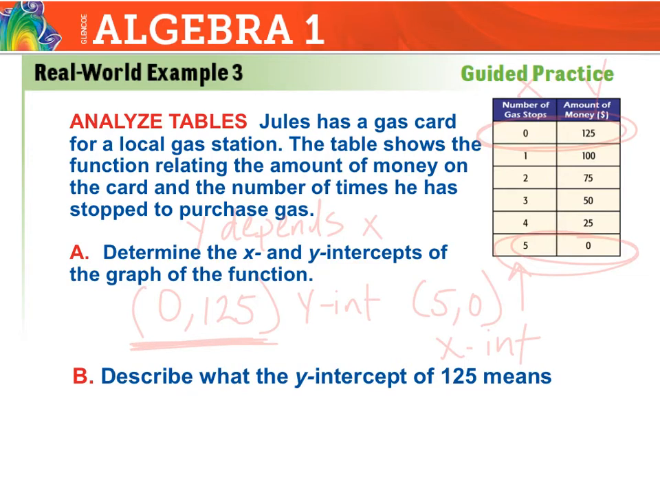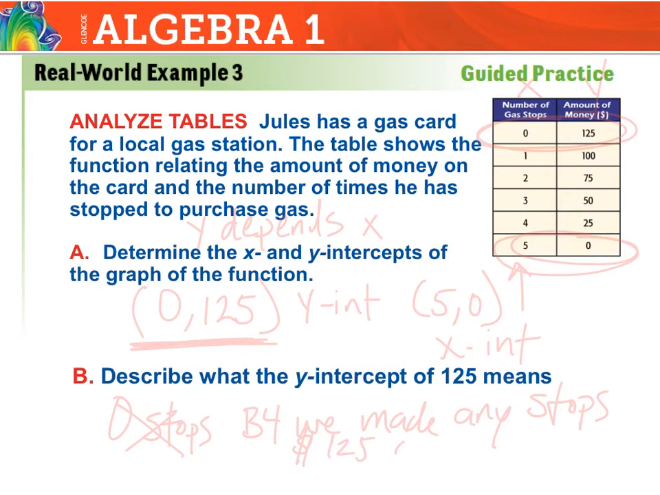Okay. So what does that mean? Well, that means at 0 stops, which is kind of weird, or before we made any, right? Here, I don't even like that. Let's just say before we made any stops, right? We had $125 on the card, right, on this gas card. So before we made any stops, we had $125, right?